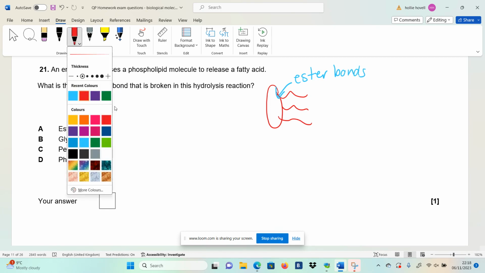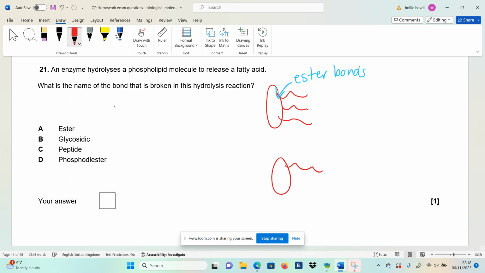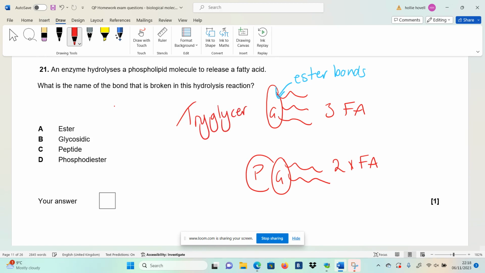Then if we think about our phospholipid, we've still got the glycerol. This time we've got 2 fatty acids, and this time we've also got the phosphate there. So we've got phosphate, glycerol, and then we've got 2 fatty acids. This one we just had glycerol and 3 fatty acids. So this one here is your triglyceride, glycerol and 3 fatty acids. This one here is your phospholipid, glycerol, 2 fatty acids, and a phosphate group attached here.